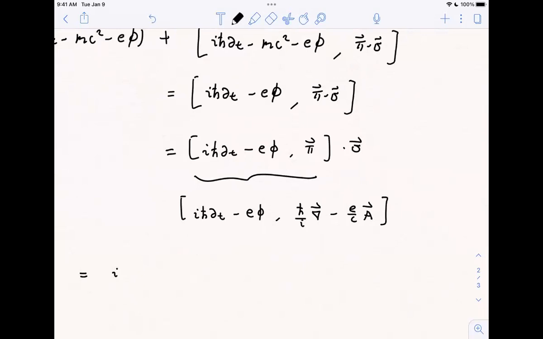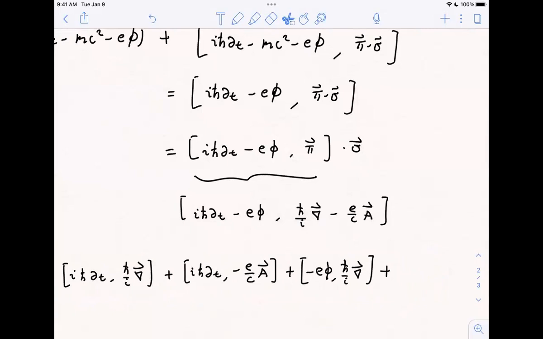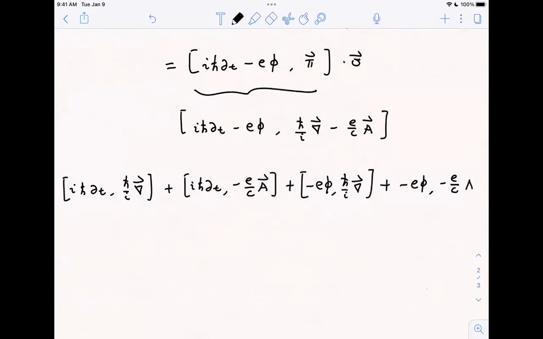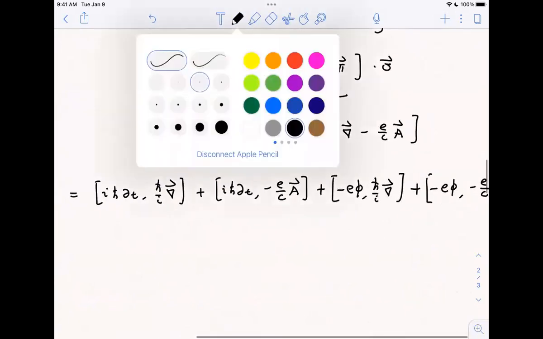You have i h bar t, one term, two terms, and then one more term, and then, I need some space, and then the last one. Okay, you're having 4 terms here. So let's deal with them one by one.